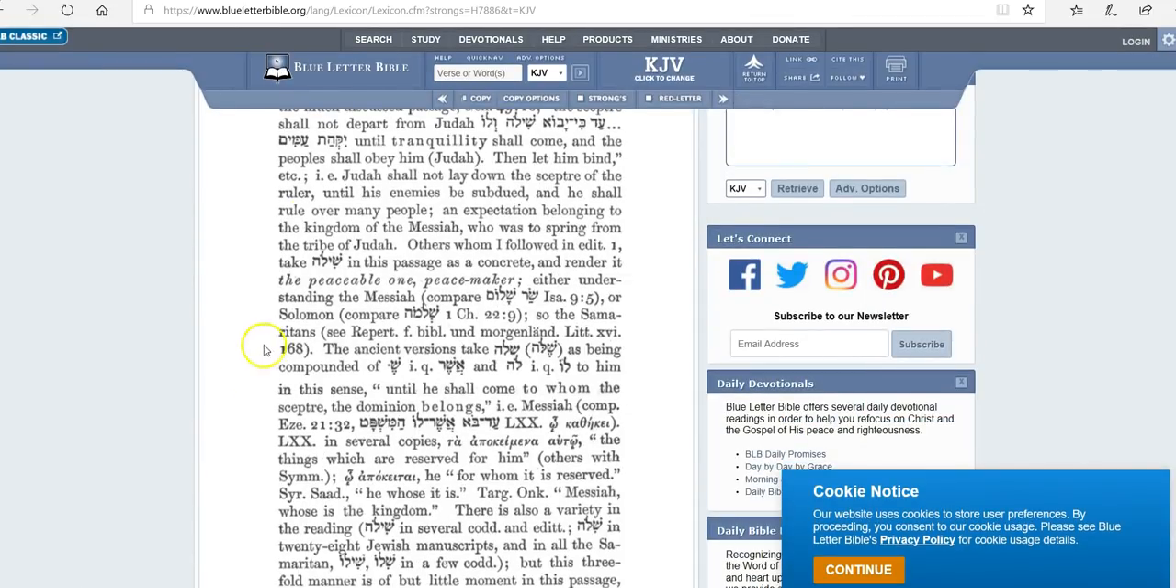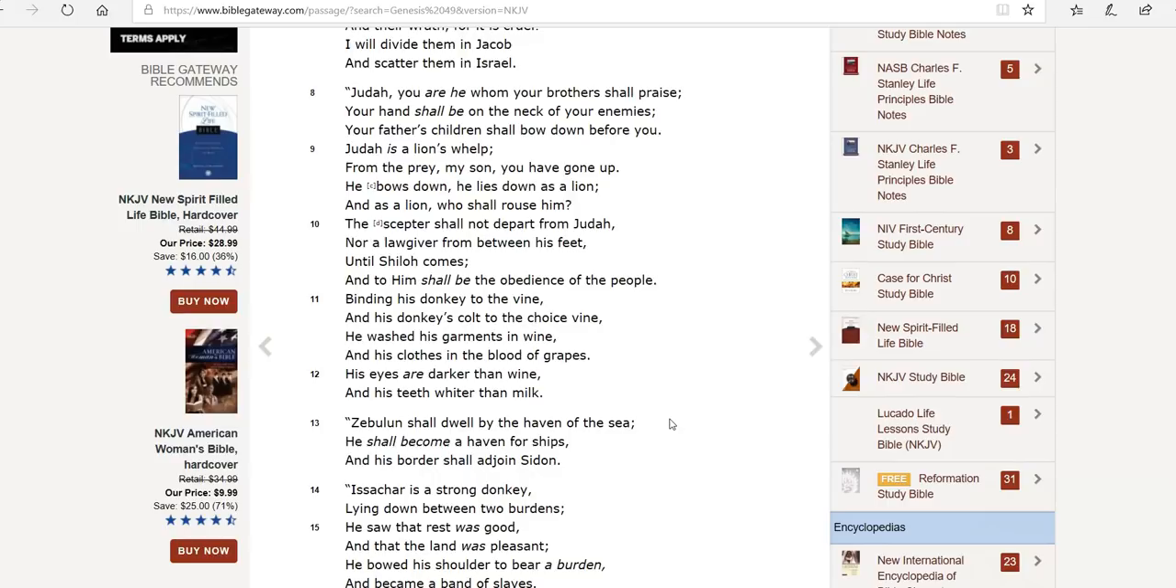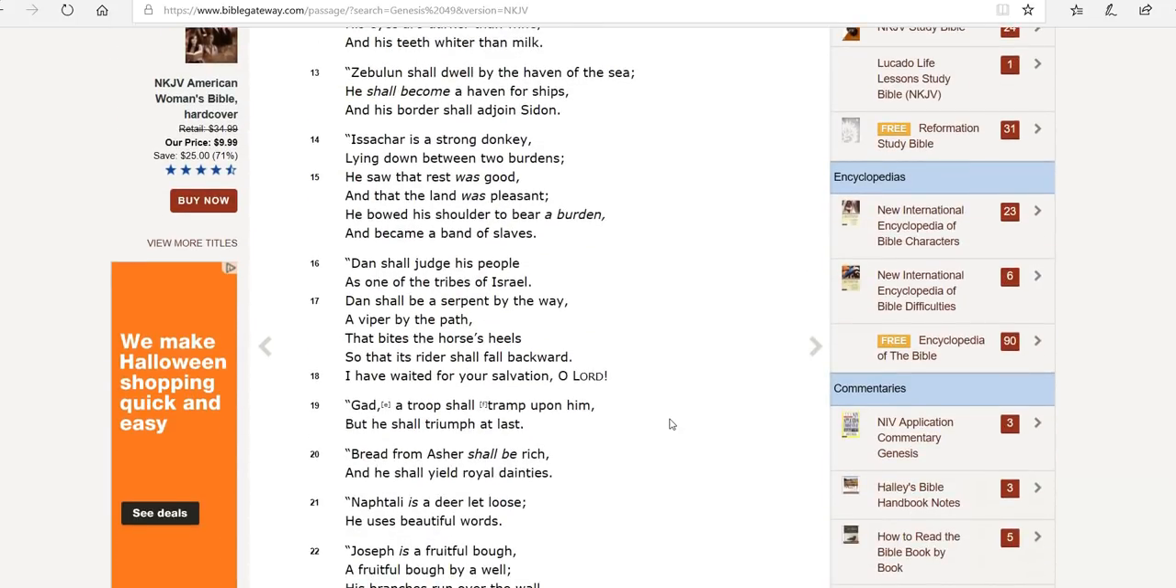Okay, let's go back to the blessings and let's go down to see what Dan was. This is all 12. You guys can read it. I'm just going through just a few of them, okay? 16 to 18, this is Dan. Dan shall judge his people, as one of the tribes of Israel. Dan shall be the serpent by the way, a viper in the path that bites the horse's heels so that its rider shall fall backward. Now that's something.